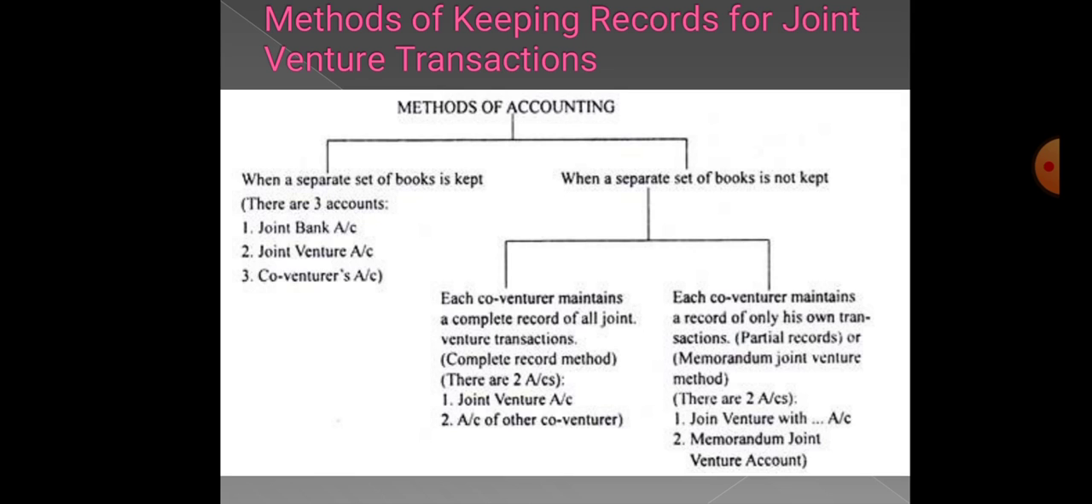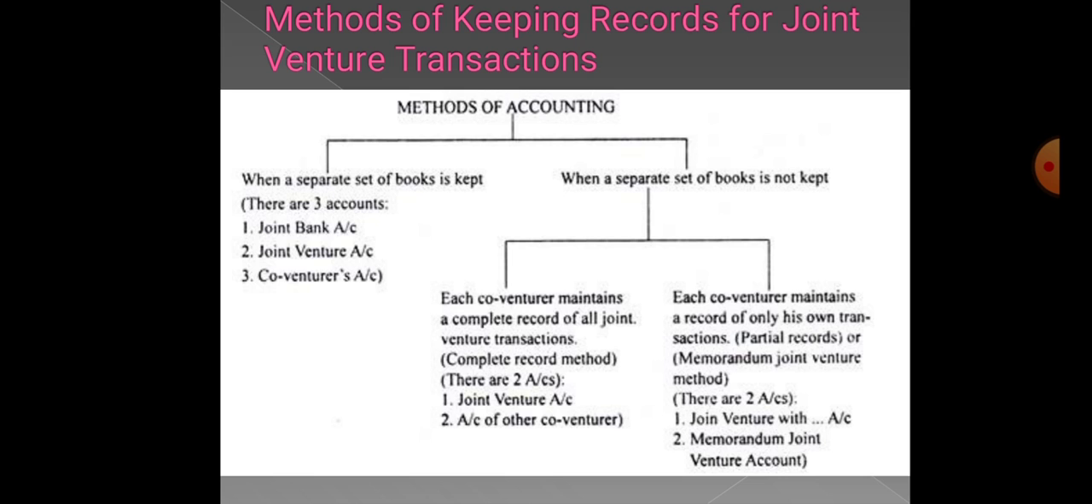Then coming to the third method, when each co-venturer maintains a record of only his own transactions, he will be doing the partial records or the memorandum joint venture method. So these are the three types of recording the joint venture transactions. The first method we have already discussed. Now coming to the second method.